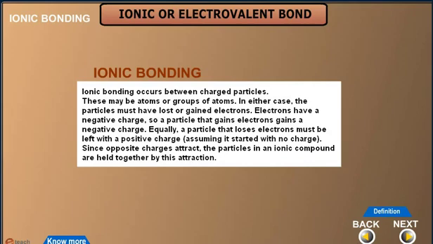Electrons have a negative charge, so a particle that gains electron gains a negative charge. Equally, a particle that loses electron must be left with a positive charge, assuming it started with no charge. Since opposite charges attract, the particles in an ionic compound are held together by this attraction.